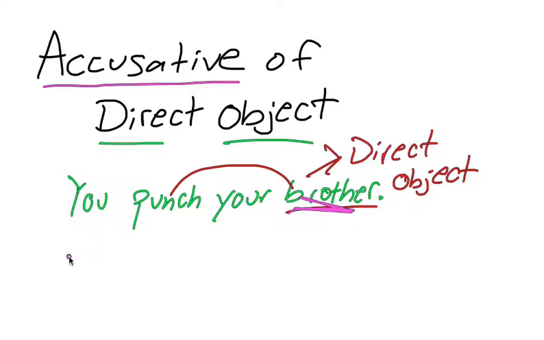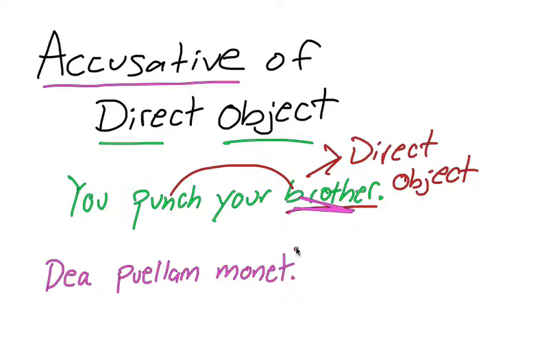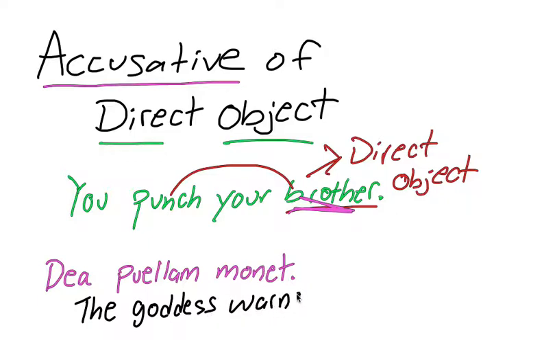Okay, so here's an example of a sentence that has a direct object. Dea puellam monet. This is a good sentence because it actually has something that we talked about in the last lecture, and that's a nominative, a subject. The sentence translates as: the goddess Monet warns the girl.